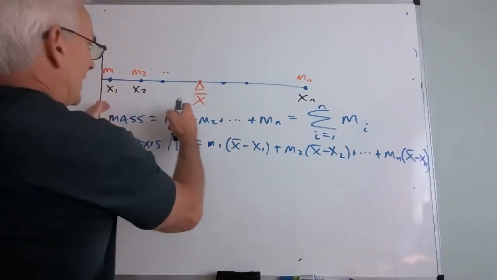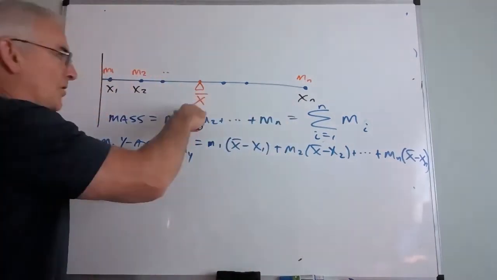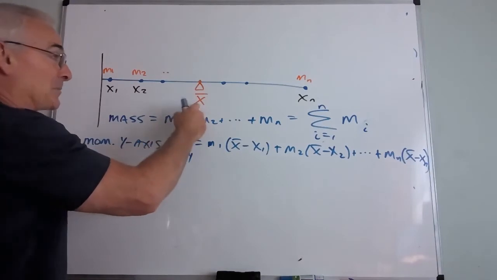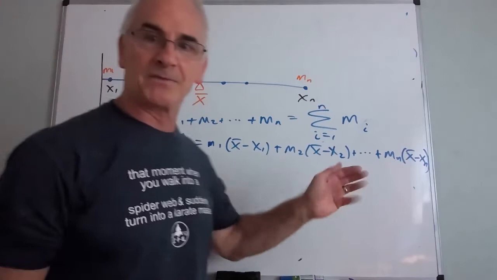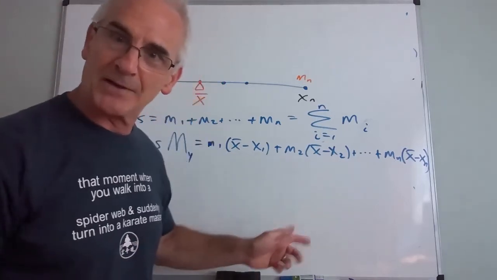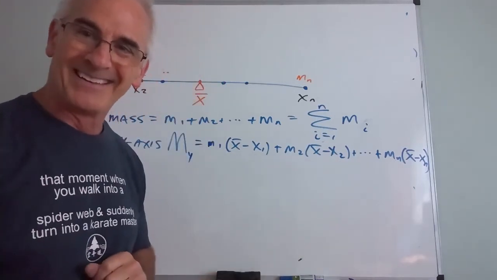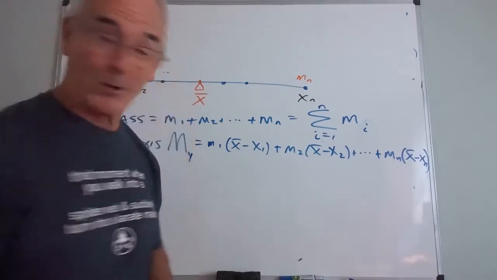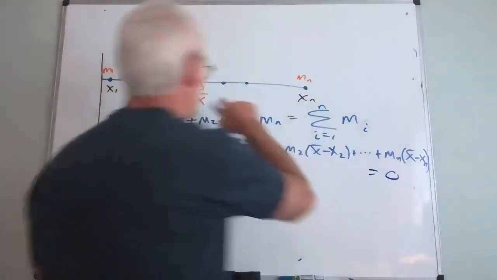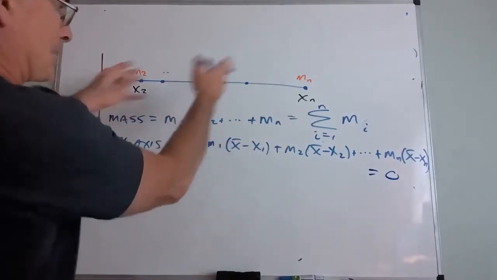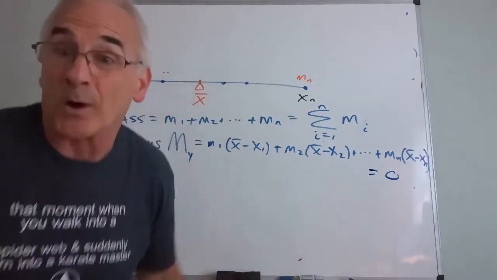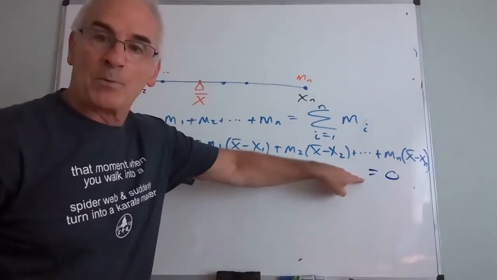But if the moment to the left has to equal the moment to the right, and I don't know where this is, but I simply always say x bar minus the x coordinate, then half of this is going to be positive and half of this is going to be negative, and this sum will have to add up to what? 0. If that is truly the center, this has to add up to 0, because half of it will be positive, half of it will be negative. I just don't know where x bar is, but this will allow me to find it now.